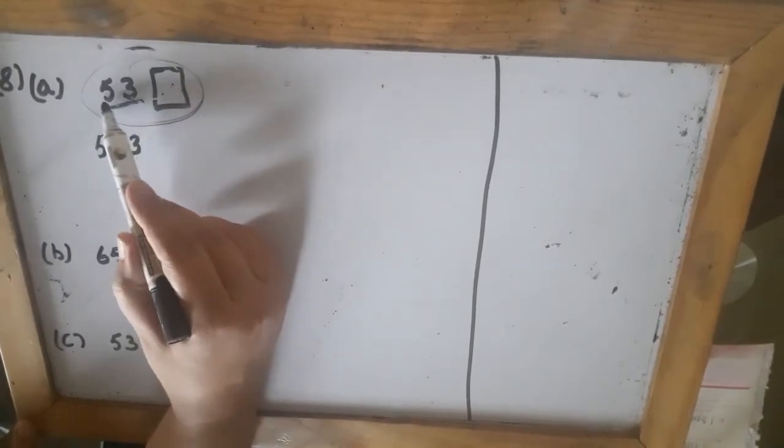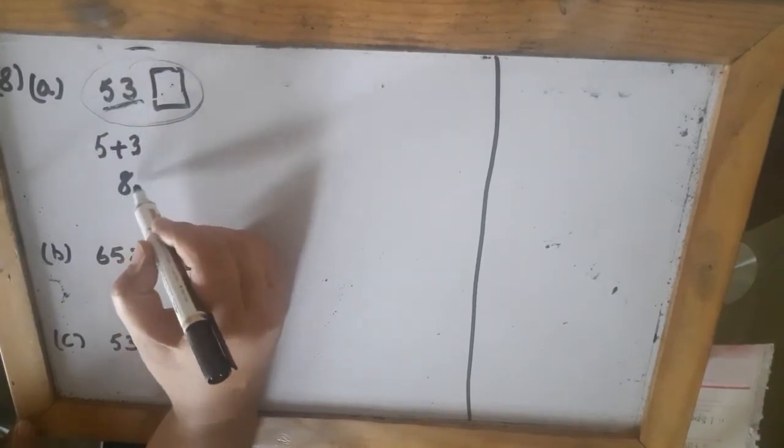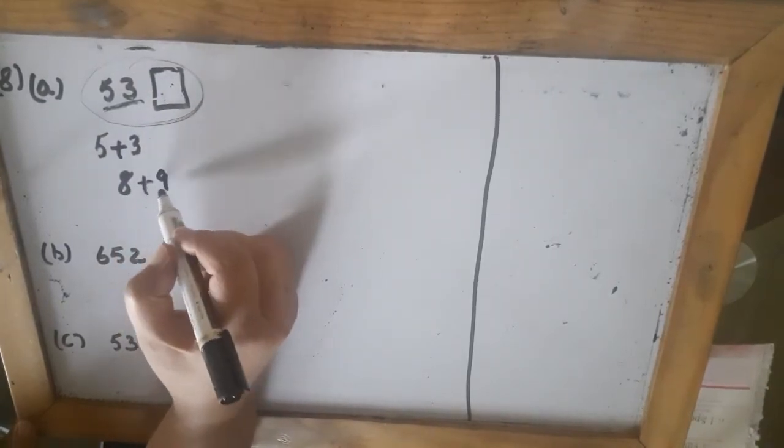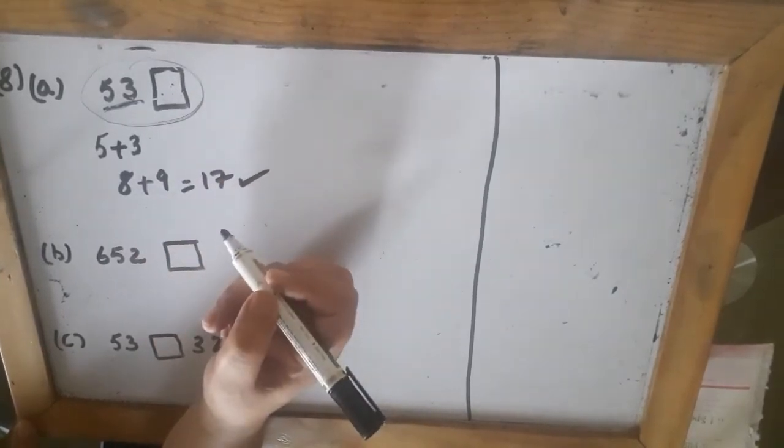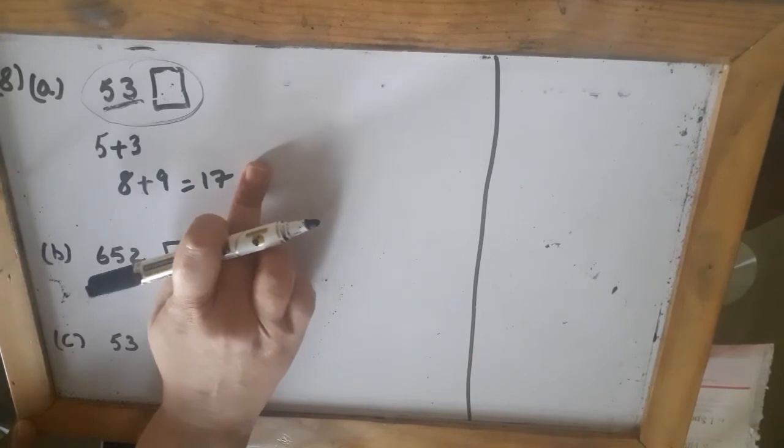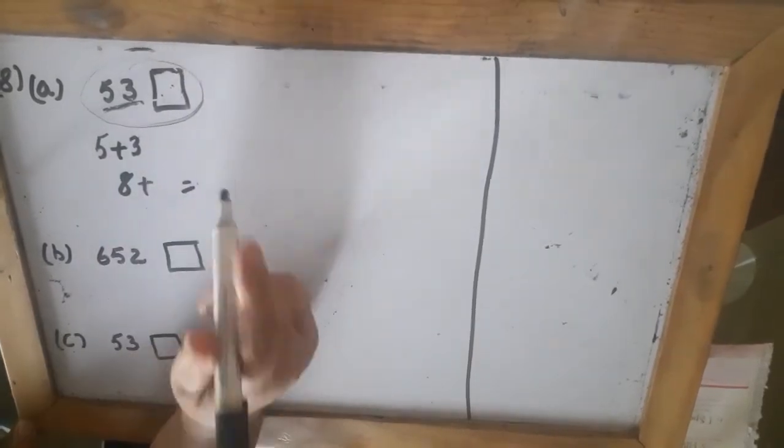So 8 already I have. 5 plus 3 is 8. If I add 9 over here, 9 plus 8 is 17. So will that number be divisible by 3? No. So it means 9 I cannot take over here.